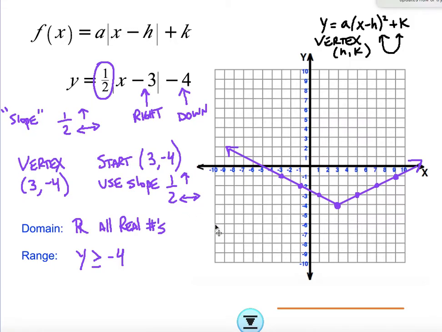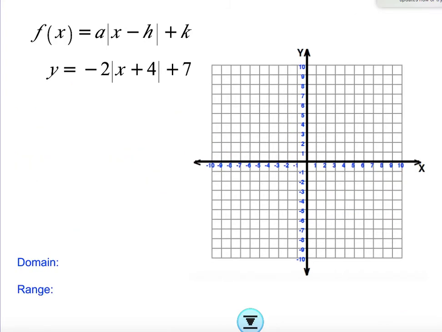All right, just as a reminder, I hope that you wrote this down. Start at the vertex, so the opposite of what you see inside. I see a -3, so I write the opposite, which is +3. Keep the number on the outside the same, -4. That's where we started, at 3, -4. Then you use your slope, up 1 over 2, up 1 over 2, to get your V shape. So let's practice that one more time here.